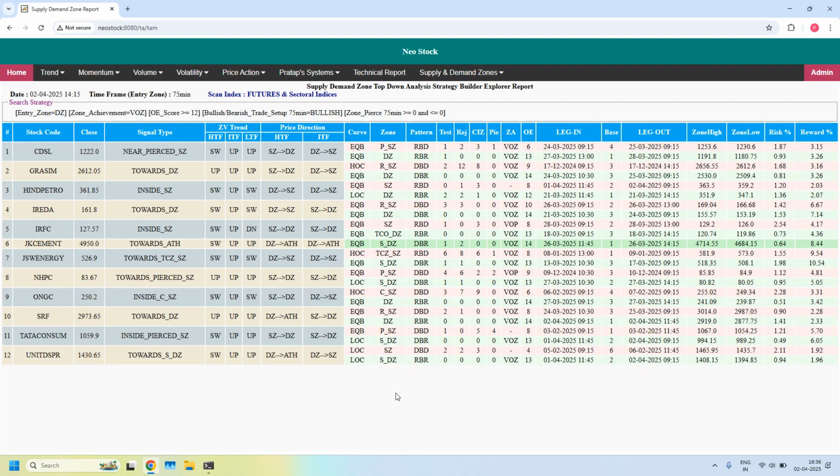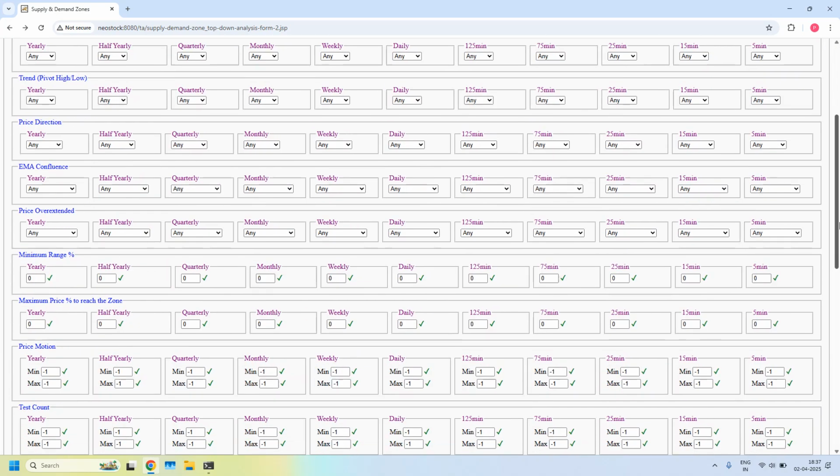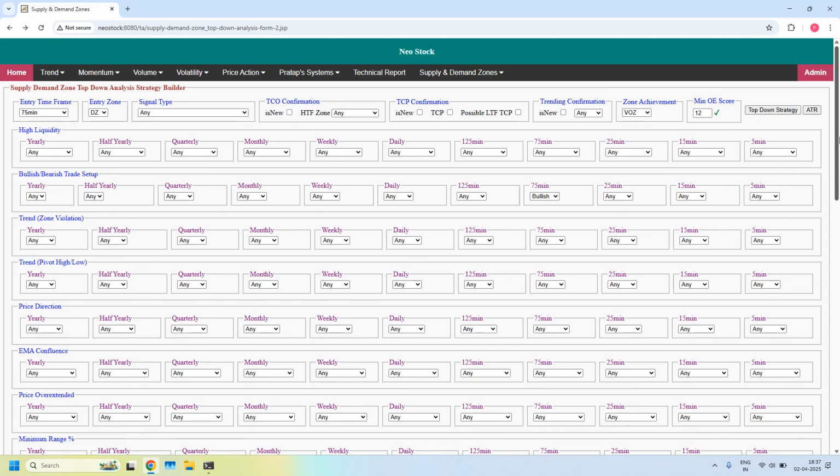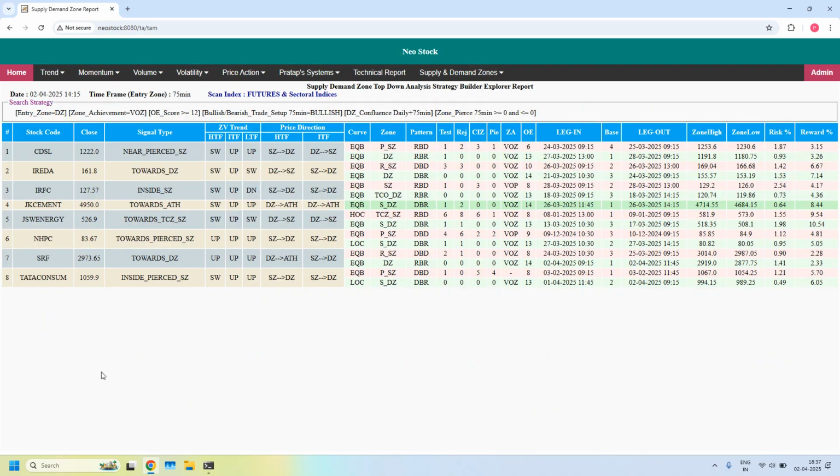Out of these 12 75 minutes demand zones, there could be some high probability trade setup supported zones available. We need to filter them based on the zone confluence. First filter, LTF, ITF demand zone confluence. That is nothing but 75 minutes demand zone with daily demand zone confluence. That means 75 minutes demand zone is overlapped with daily. Let us find how many such kind of stocks are available out of 12. We got 8 stocks. In all these 8 stocks, these 75 minutes demand zones are overlapped with daily demand zones. And daily trend is up in all these stocks.